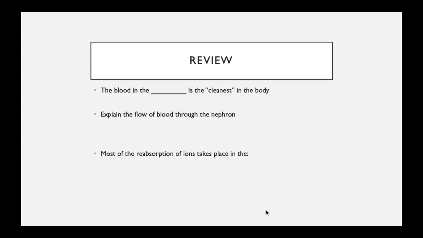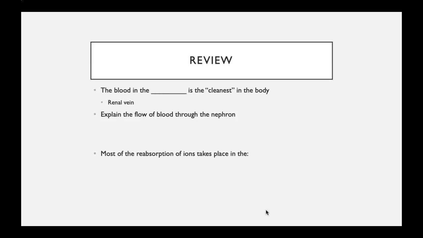Blood in the blank is the cleanest blood in the body. So blood in the renal vein, so that's the blood that's leaving the kidney, and remember it has been fully filtered by the kidney and cleaned by the kidney. Explain the flow of blood through the nephron. So it enters the glomerulus from the afferent arteriole, works its way through the proximal convoluted tubule, then the loop of Henle, then the distal convoluted tubule into the collecting ducts.